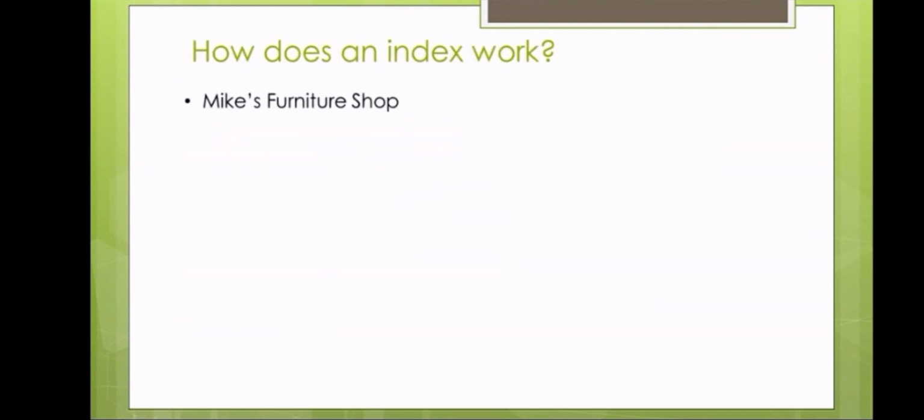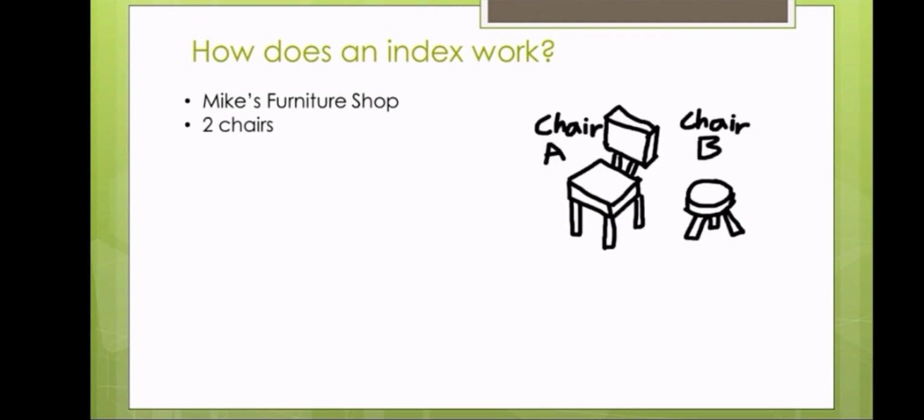In order to understand how the index works, let's imagine we are at a place called Mike's Furniture Shop. Mike's Furniture Shop sells chairs, and there are two kinds of chairs that we are interested in: Chair A and Chair B. So imagine that there's an index that is tracking both chairs. Whenever the price of either chair increases or decreases, the index will calculate it and show it to you.